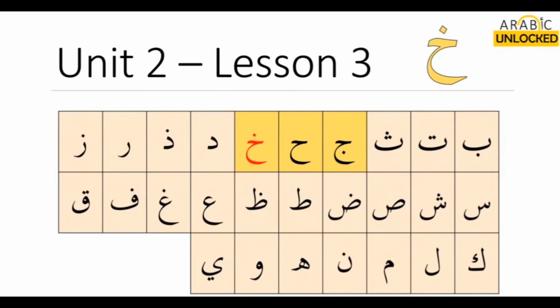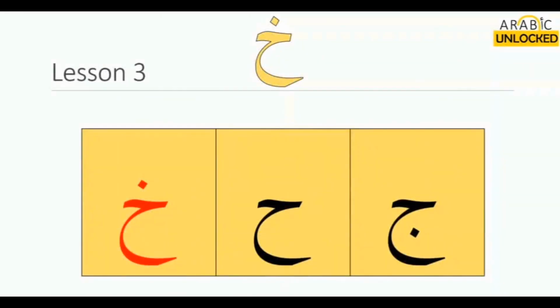In this lesson, we will look at the letter Kha. The letter Kha is part of a family of 3 letters sharing the same shape. All 3 letters have a curved shape similar to an upside down number 2. The letters have a different number of dots in different positions to help distinguish between them.